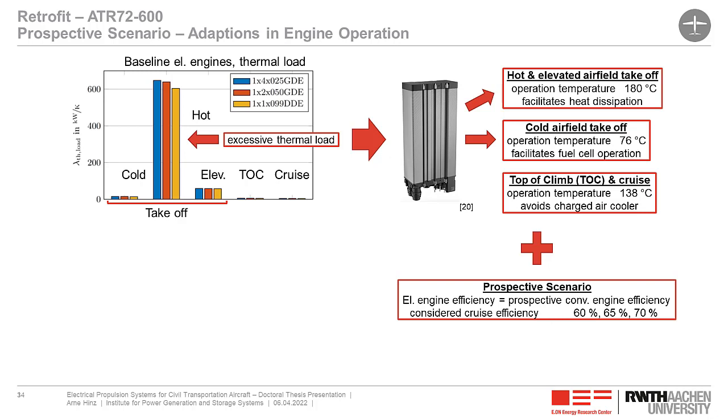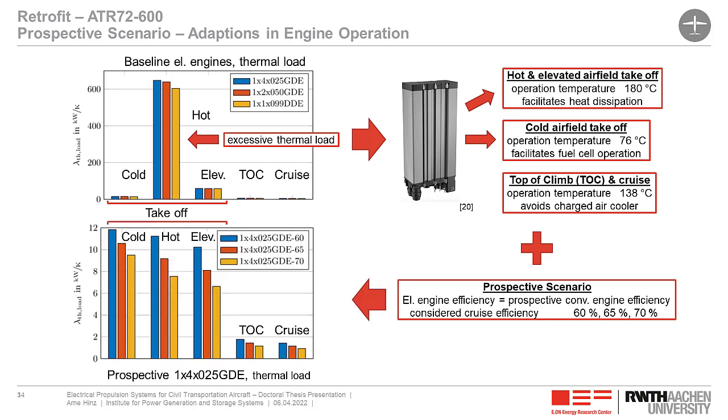This will be combined with the efficiencies of prospective conventional engines. Literature expects that conventional engines will be able to achieve 60% cruise efficiency up to 70% cruise efficiency in future. Therefore, we will design the electrical engines accordingly. So the design points are 60% cruise efficiency, 65% cruise efficiency, and 70% cruise efficiency. All this put together leads to a much more favorable heat distribution. We can see here that during takeoff, the thermal load on the cooling circuit is almost the same for all conditions. And we increase the utilization of the cooling system during top of climb and cruise.